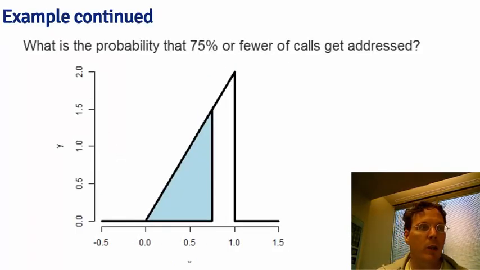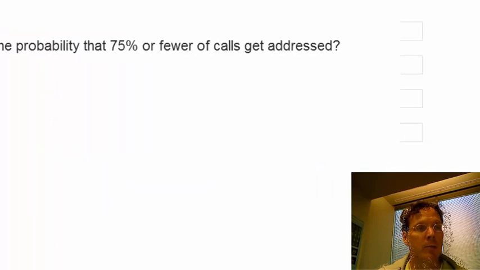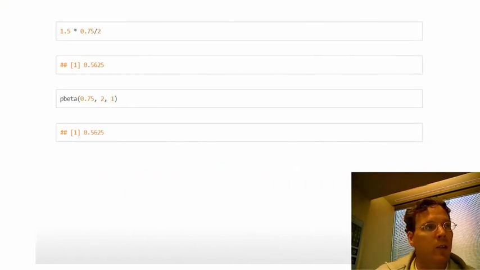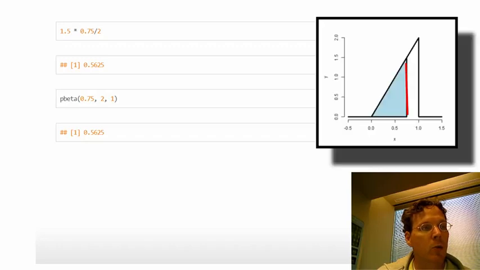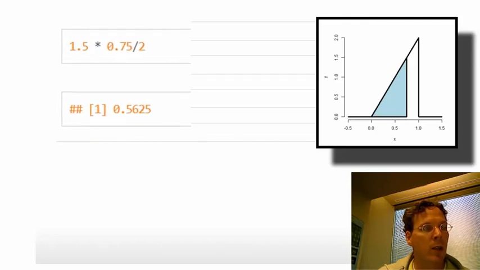Let's go through an example of working with this density. What's the probability that 75% or fewer calls get addressed in a randomly sampled day from this population? Well, it turns out quite nicely that this is just another right triangle that we need to figure out. So the height at this point is 1.5, because remember the function is just 2 times x. So at the point 0.75, the height is 1.5. And then of course the value of the base is 0.75. But then we divide it by 2 because it's 1/2 the area of the base times the height, and that works out to be 56% as shown right here.